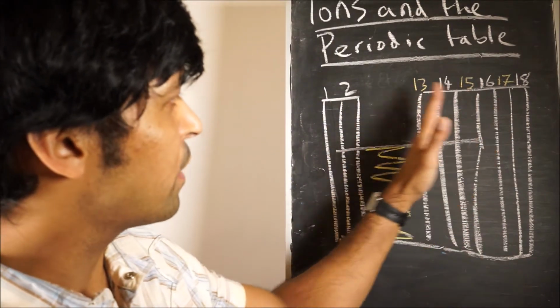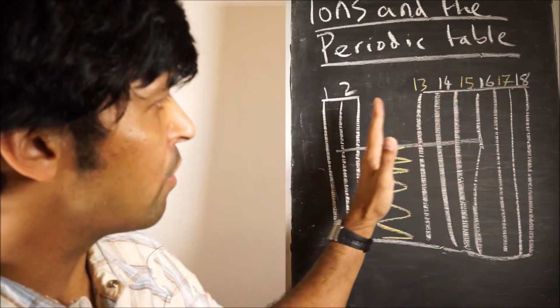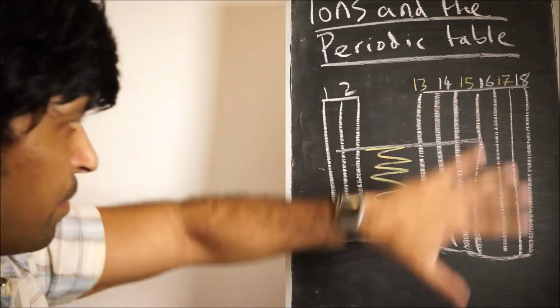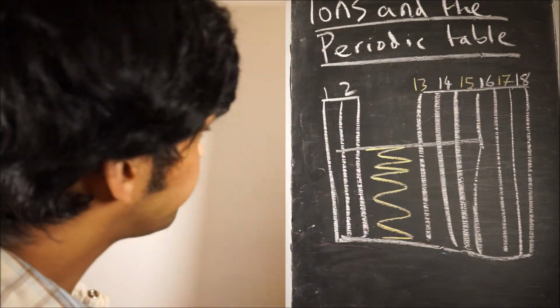So if you're one of these elements over here, one of the atoms in the other groups, they don't have a full shell. So you either lose electrons or gain electrons to get the full shell, and that's what forms ions. So let's have a look at what happens in the periodic table itself.